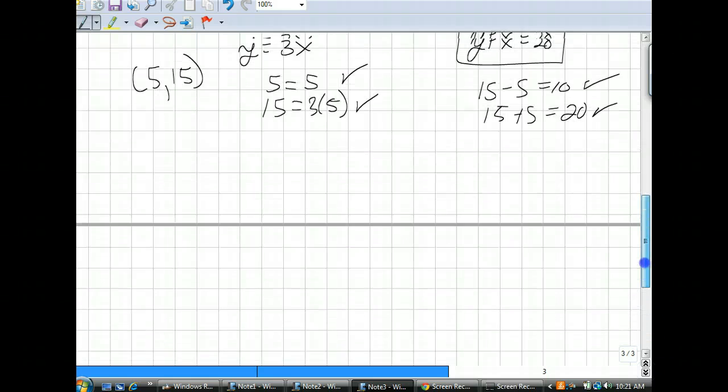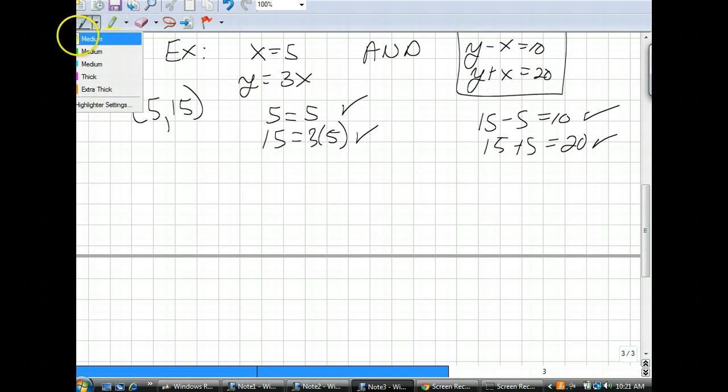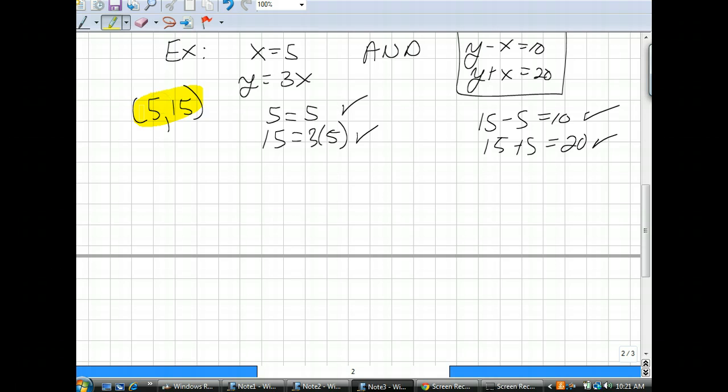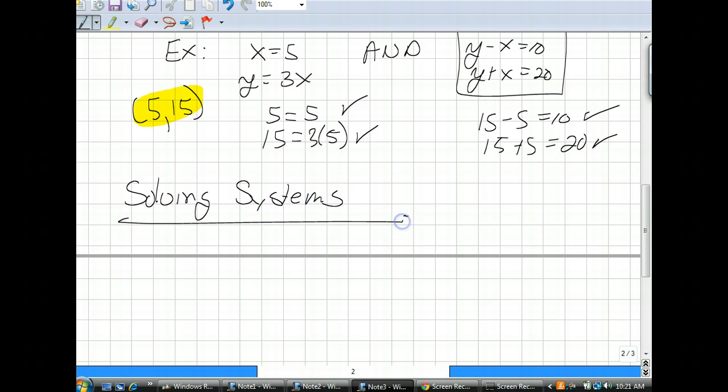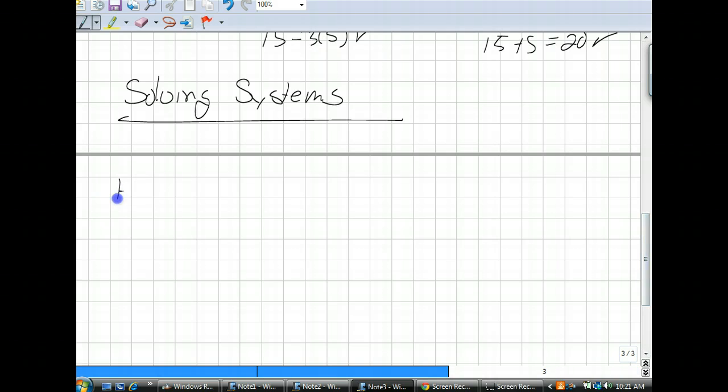All right, well, how do we go about finding these numbers that work in the system? Well, there's actually three ways to do it. Solving systems. One way is to graph the system. Now, graphing is not the best, and you'll see why in just a minute.